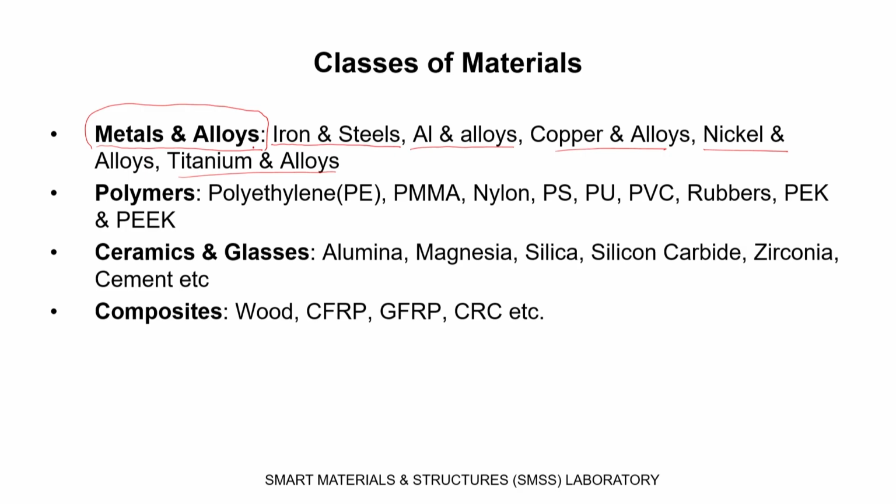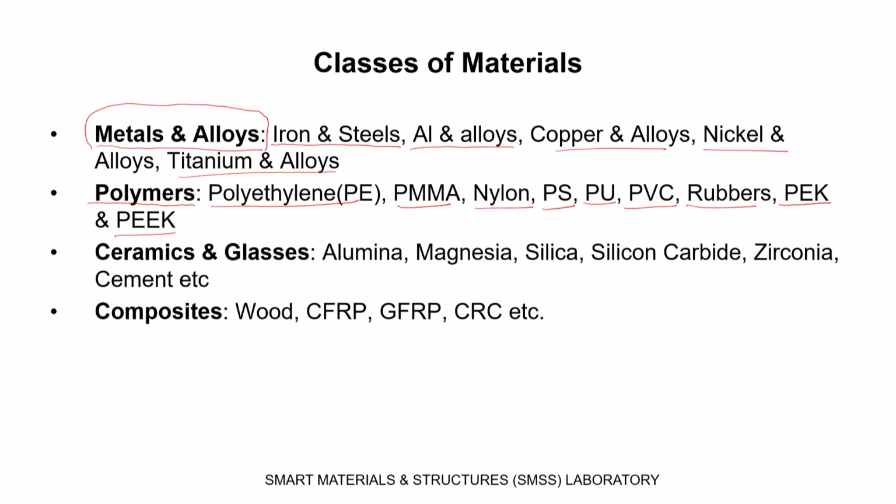The second group that we have to consider, and which is becoming very popular because they are very cheap and inexpensive, are the polymers. Polymers like polyethylene, PMMA, which is polymethyl methacrylate, nylon, polystyrene, polyurethane, polyvinyl chloride, rubbers, polyether ketone and polyether ether ketone. These are some of the very important polymers that are utilized for product design.